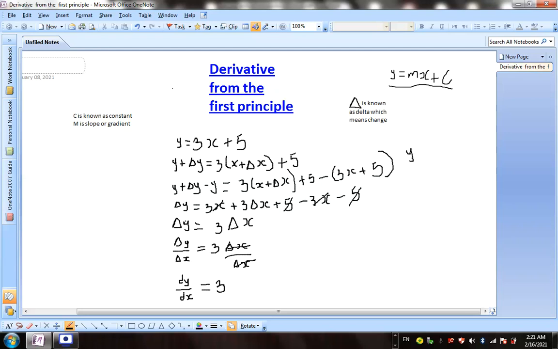If you have y is equal to 3x plus 5, from the equation y equals mx plus c, m is equal to 3, c is equal to 5.